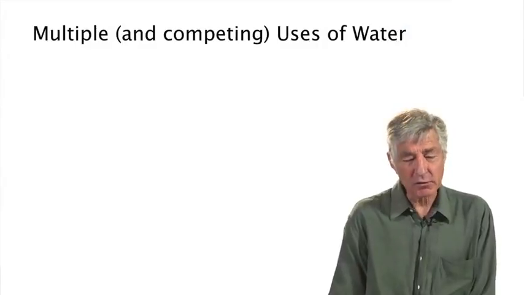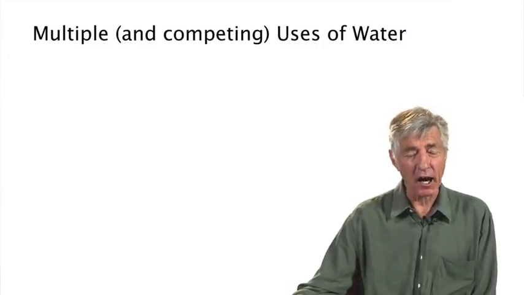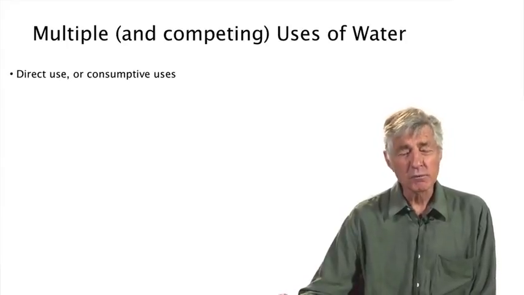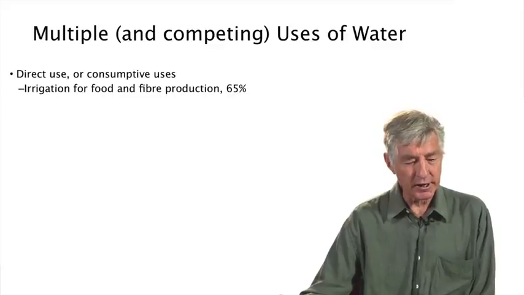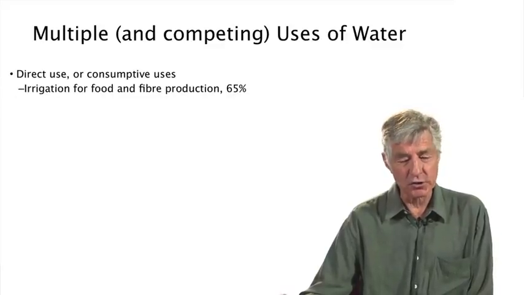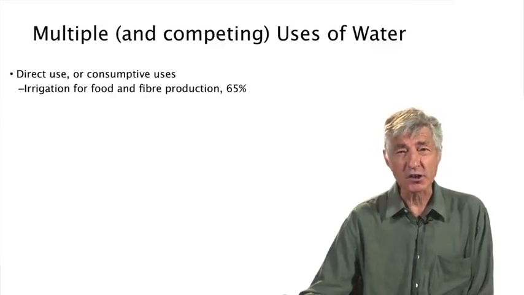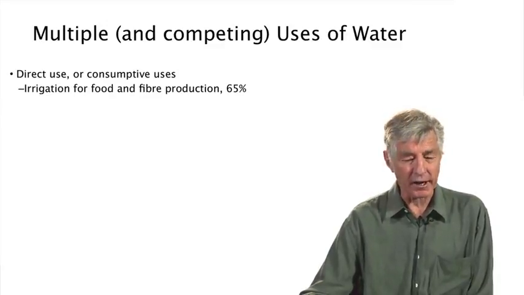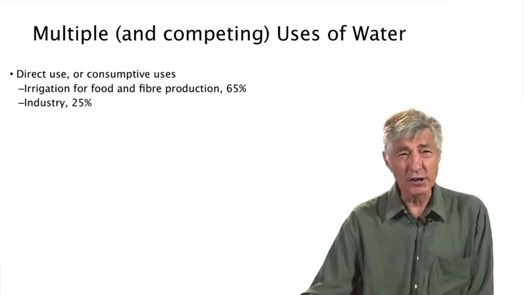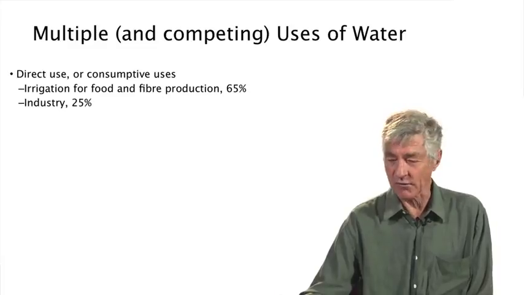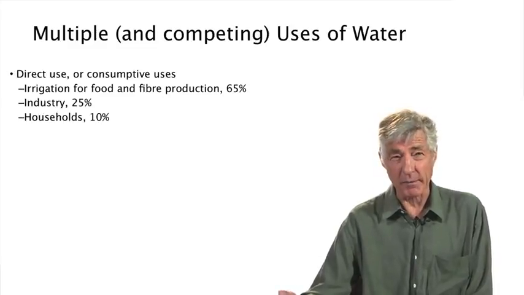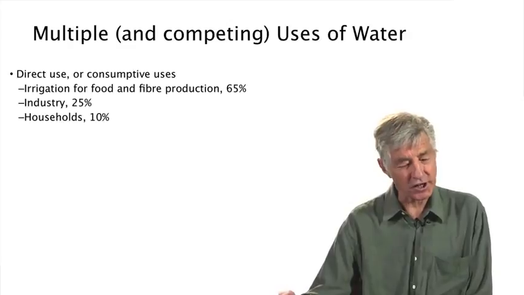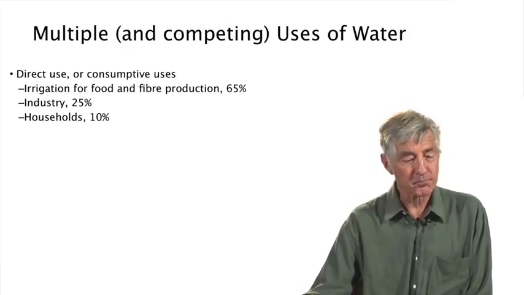So first we want to think about what are the uses of water, and there really are a lot of different uses of water. We tend to think of direct use or consumptive uses of water. And here we're talking about irrigation for the production of food and fibre, cotton. That uses about 65% of our consumptive use of water. Industry, to generate electricity, food manufacturing and otherwise use about 25%. And perhaps surprisingly, households, you and I, to make a cup of tea or coffee, to run our toilets and have showers, use about 10% of the water.